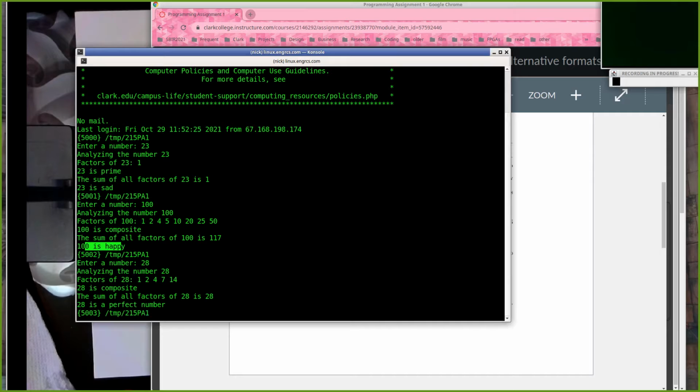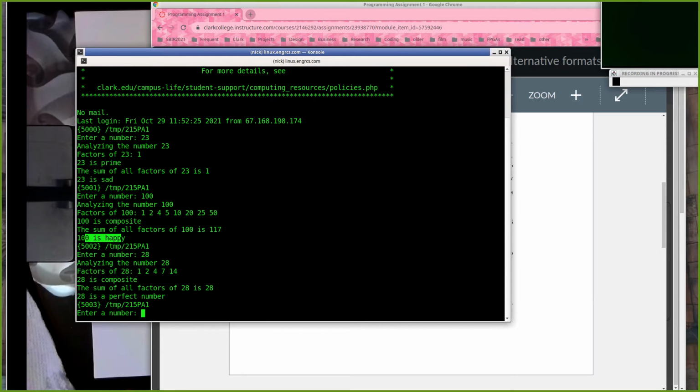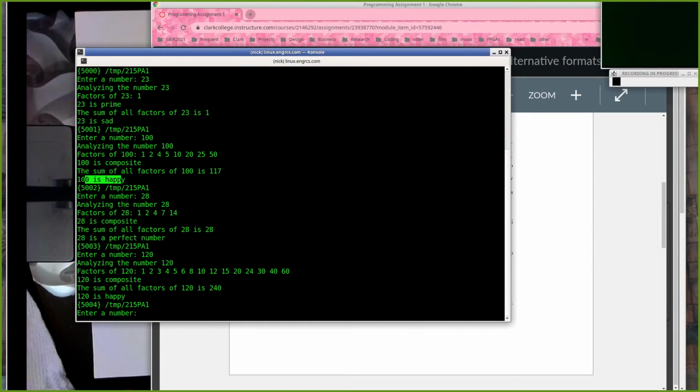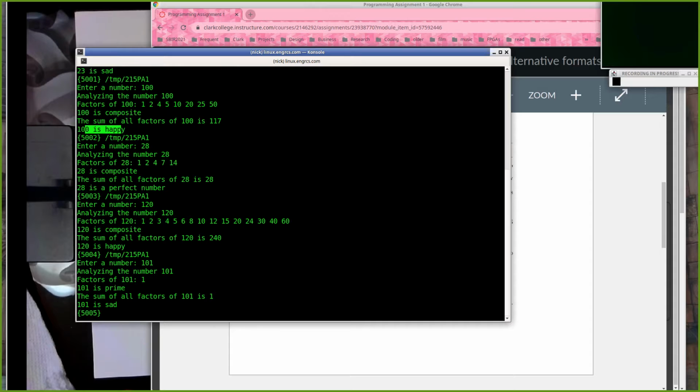And some things to play with on this. If you put in a factorial, that should be a really, really happy number, right? The sum of the factors should be much bigger than the number itself. If you put in a prime, that's always going to be a really sad number because the sum will just be 1. And then perfect numbers are that sweet spot.